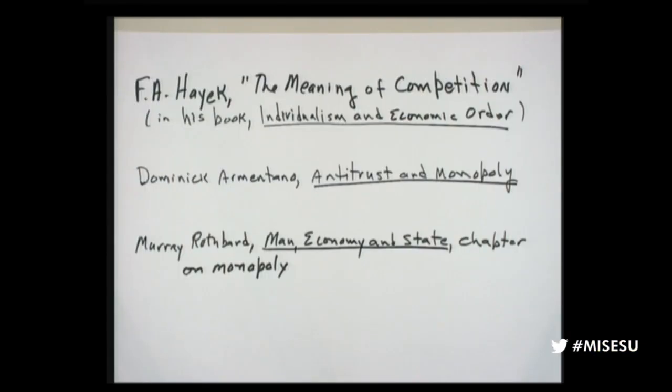And then also I would read the chapter in Man, Economy, and State by Rothbard on monopoly, which is a really great exposition of the Austrian view of competition. And there's more. One of the big names in this whole area, competition, monopoly, is Israel Kirzner. And he's written several books. You can look up Kirzner, K-I-R-Z-N-E-R, on entrepreneurship. And that's a big part of the Austrian tradition.